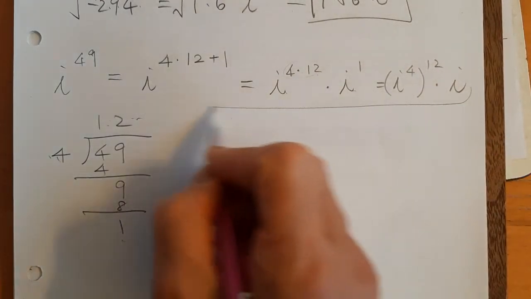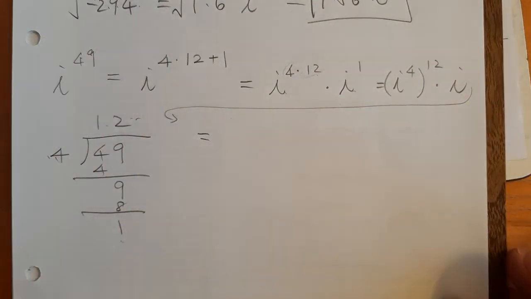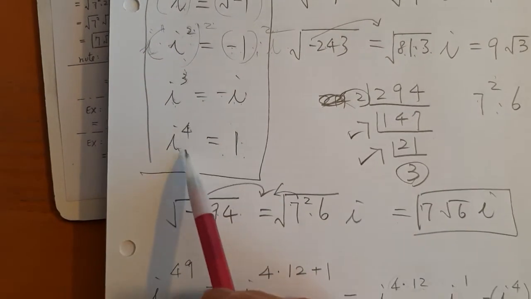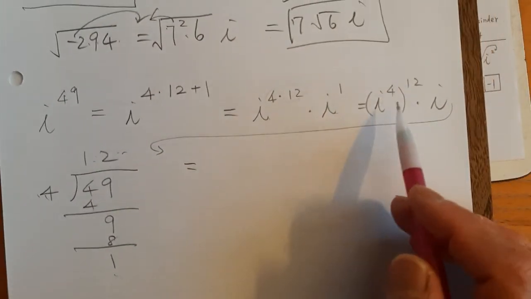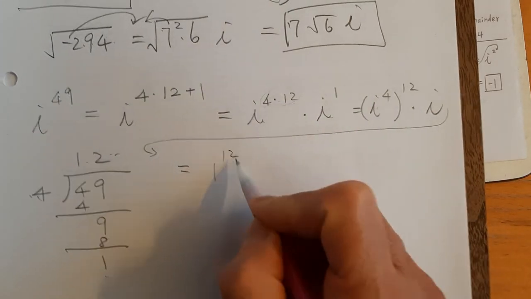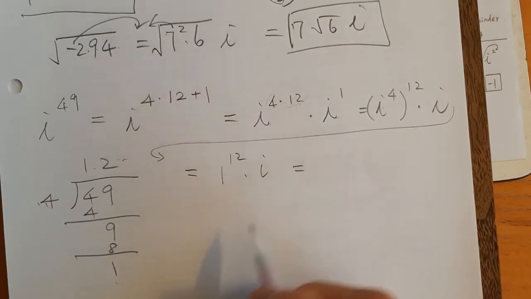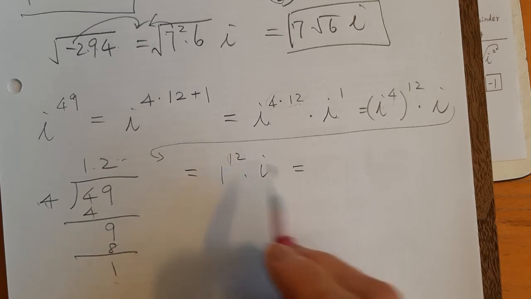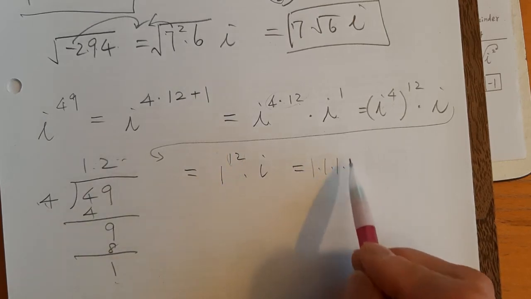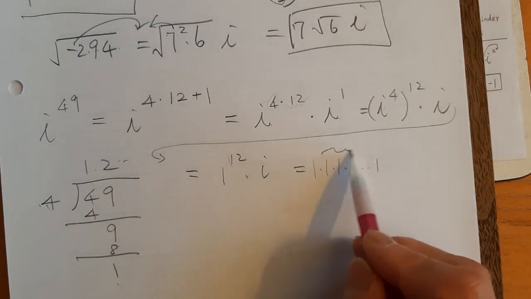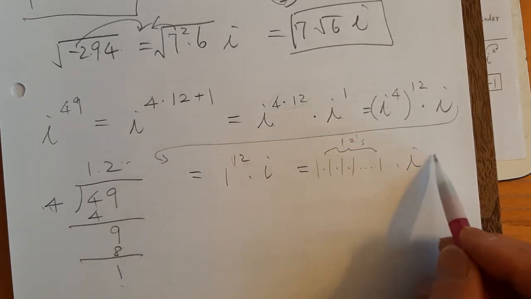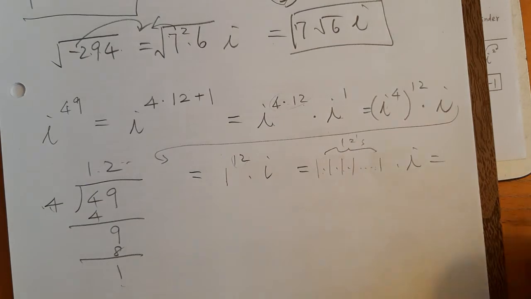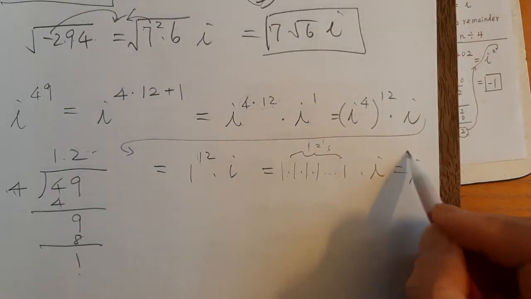Now what is i to the power 4? i to the power 4 equals 1. So you get 1 to the power 12 times i. And 1 to the power 12 means 1 times 1 times 1, a total of 12 times, times i. So 1 times 1 is 1, 1 times i is i. So the answer is i.